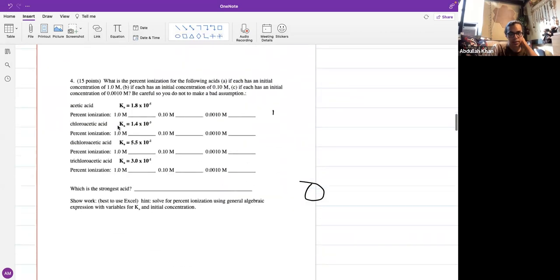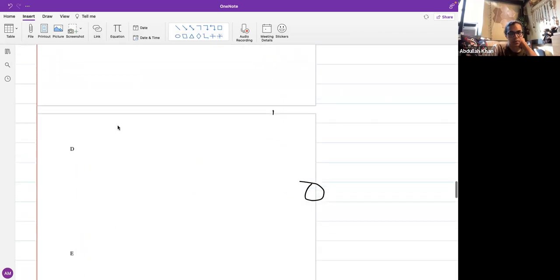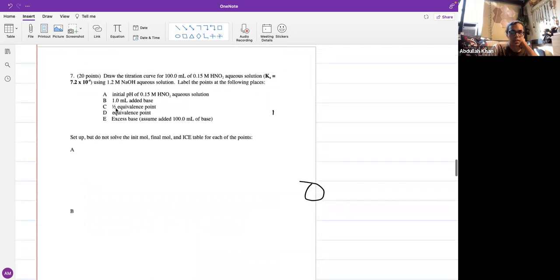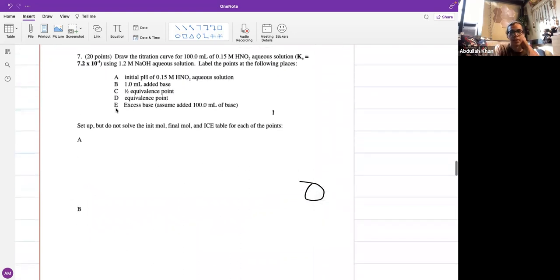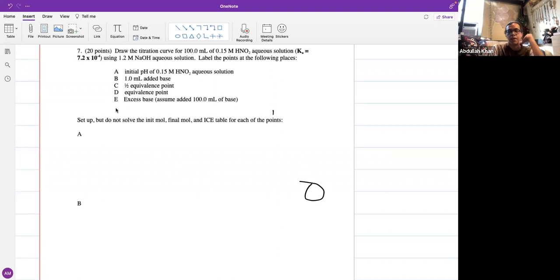Let's see. And let's start with the last one. Okay. Draw the titration curve, blah, blah, blah. We'll do that later on. Using a 1.2 molar NaOH aqueous solution. Label the points at the following places. Initial pH of the 0.15 molar HNO2 aqueous solution, 1 milliliter added base, half equivalence point, and excess base. All right, sure.